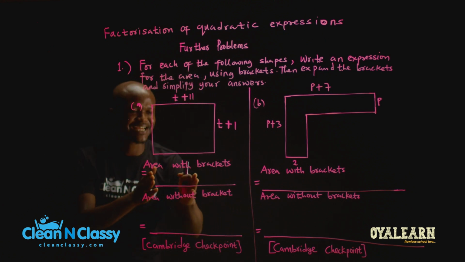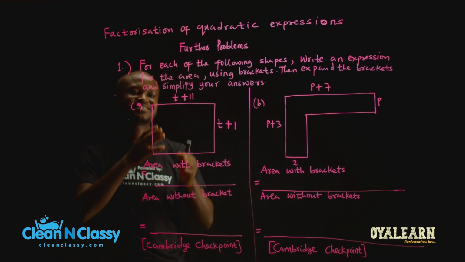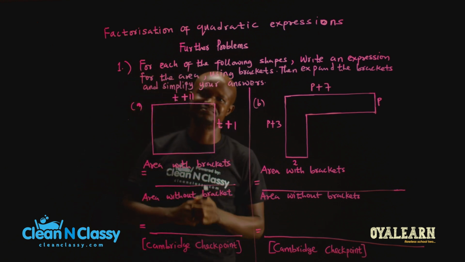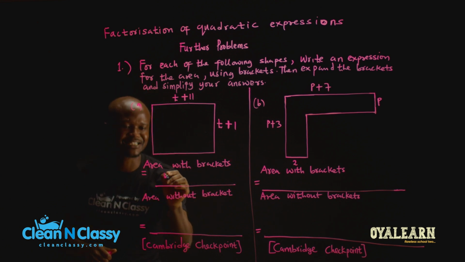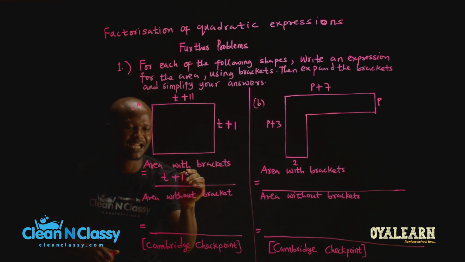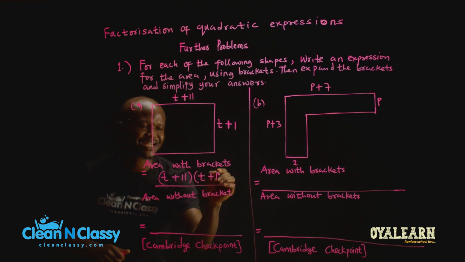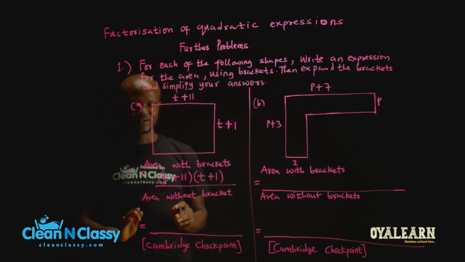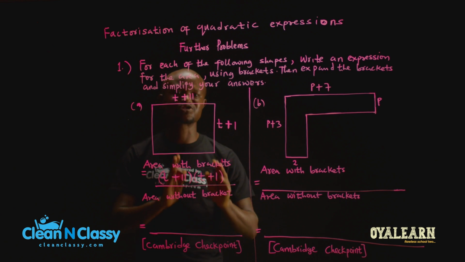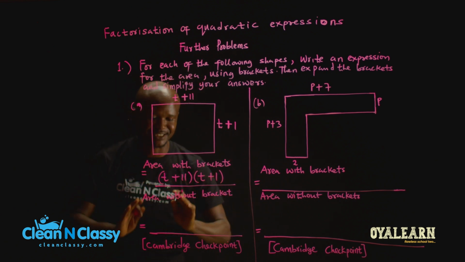Now, for us to find the area, what is the area of a rectangle? That is length times breadth. So, area with bracket: we are going to write t plus 11 multiplied by t plus 1. That is the answer, length times breadth. So area without bracket now. It means you are going to expand this.